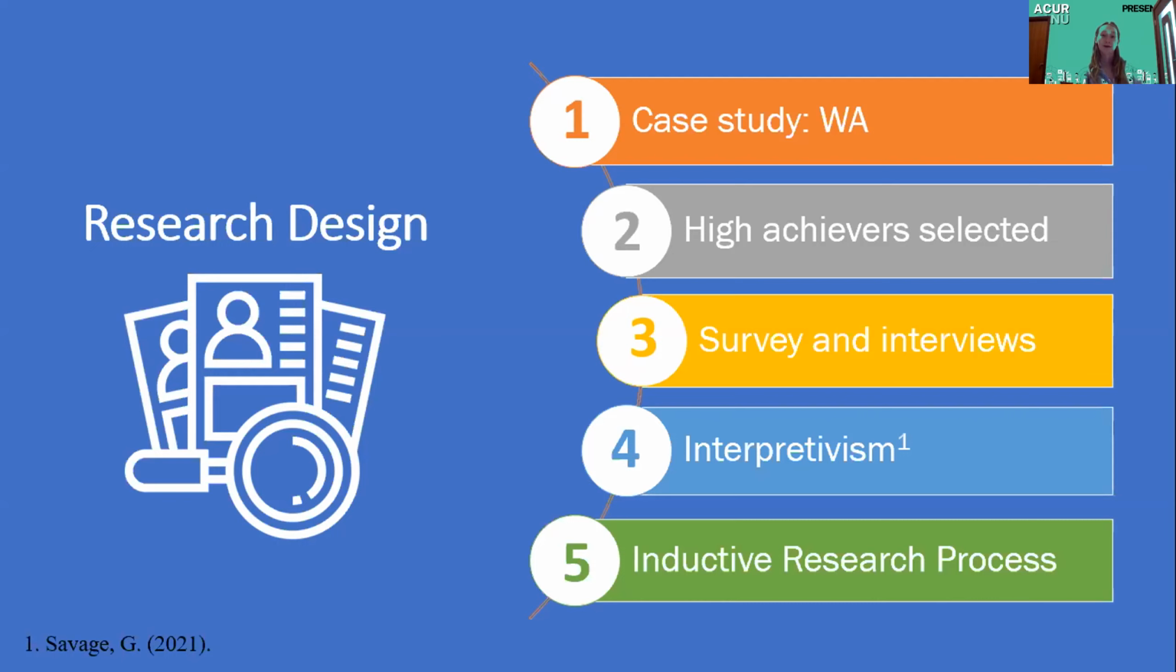The second group of students was a Master of Teaching group, and within those Masters of Teaching, only high achievers were selected. So this was defined as students with a weighted average mark in their university course of over 75%.